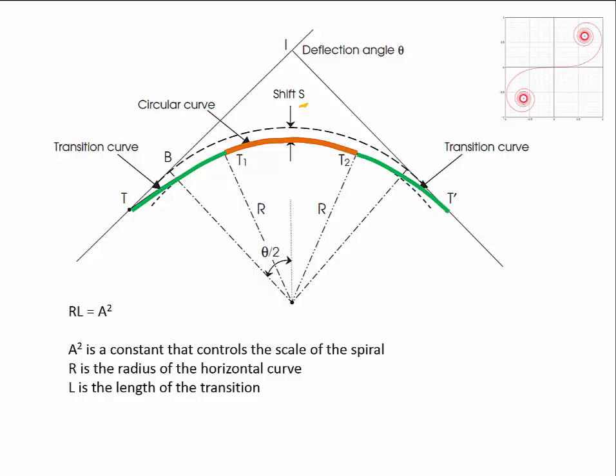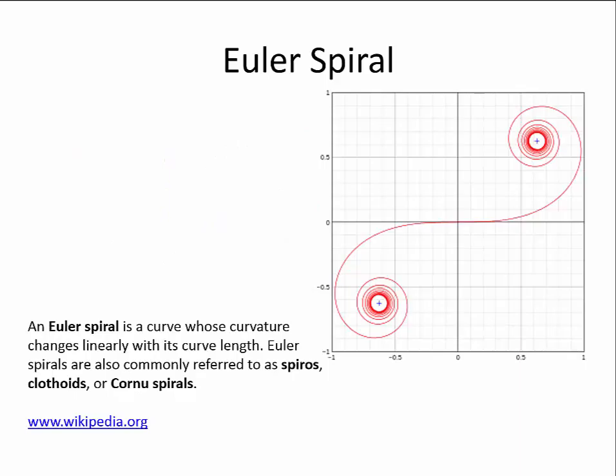Now the transition curve is in this case based on an Euler spiral, which is an infinite curve whose curvature changes linearly with its curve length. So you'll see these spoken about as spirals, clothoids, or conic spirals. In effect, what we do for the transition curve, we select a portion of the Euler spiral, and which portion will depend on how big our circular curve is, how big the transition curve needs to be. But what it allows us to do is connect a straight piece of road to a curved piece of road and allow that to be much more smooth.